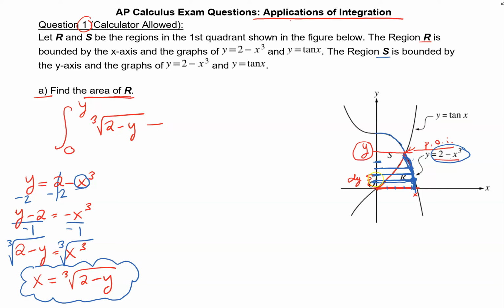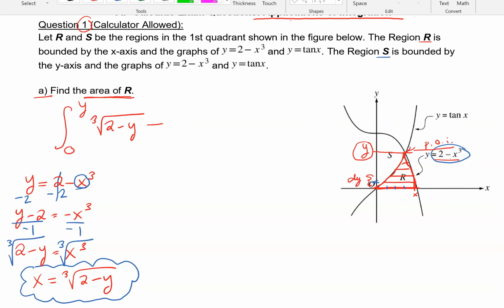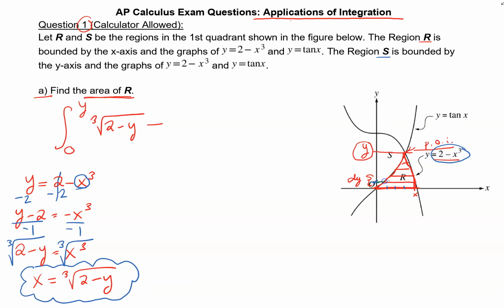And then, because I don't want to use this whole entire length, I want just the length between the two curves. I want just these lengths. So what I'm going to have to do is subtract the part that goes from the y-axis to this equation y equals tan x. I need to subtract all those away so that all I'm left with is just the distance between the two curves.